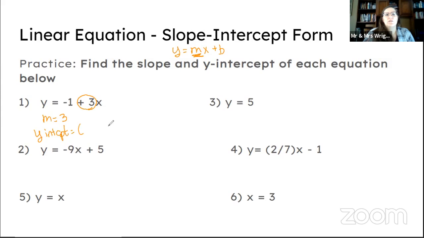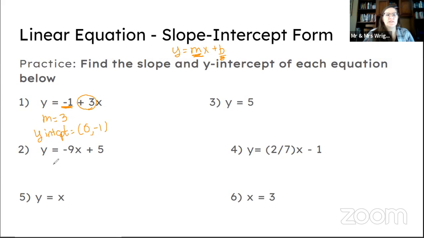What about the y-intercept? Okay, well, it's not going to be just the last number. What it is, is the constant. So what is the constant? The constant is -1. So I'm going to have here my y-intercept is (0, -1).